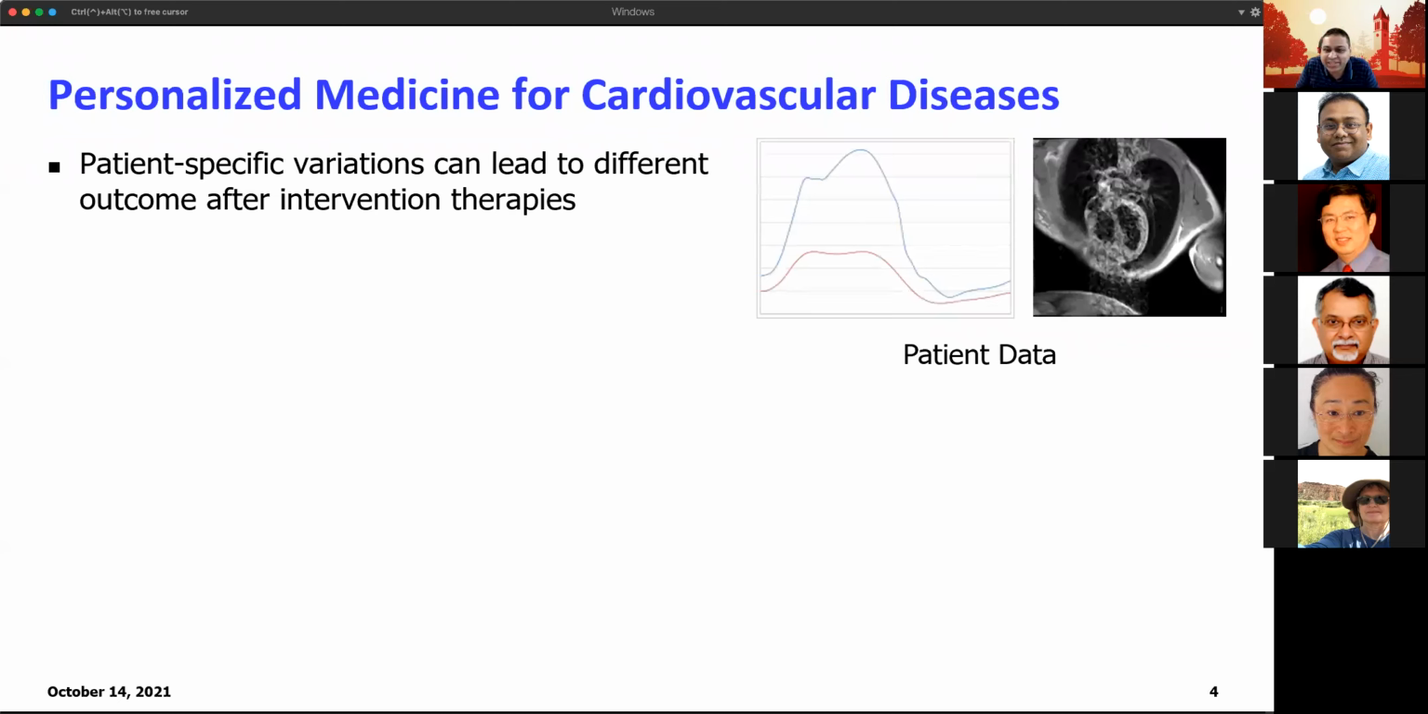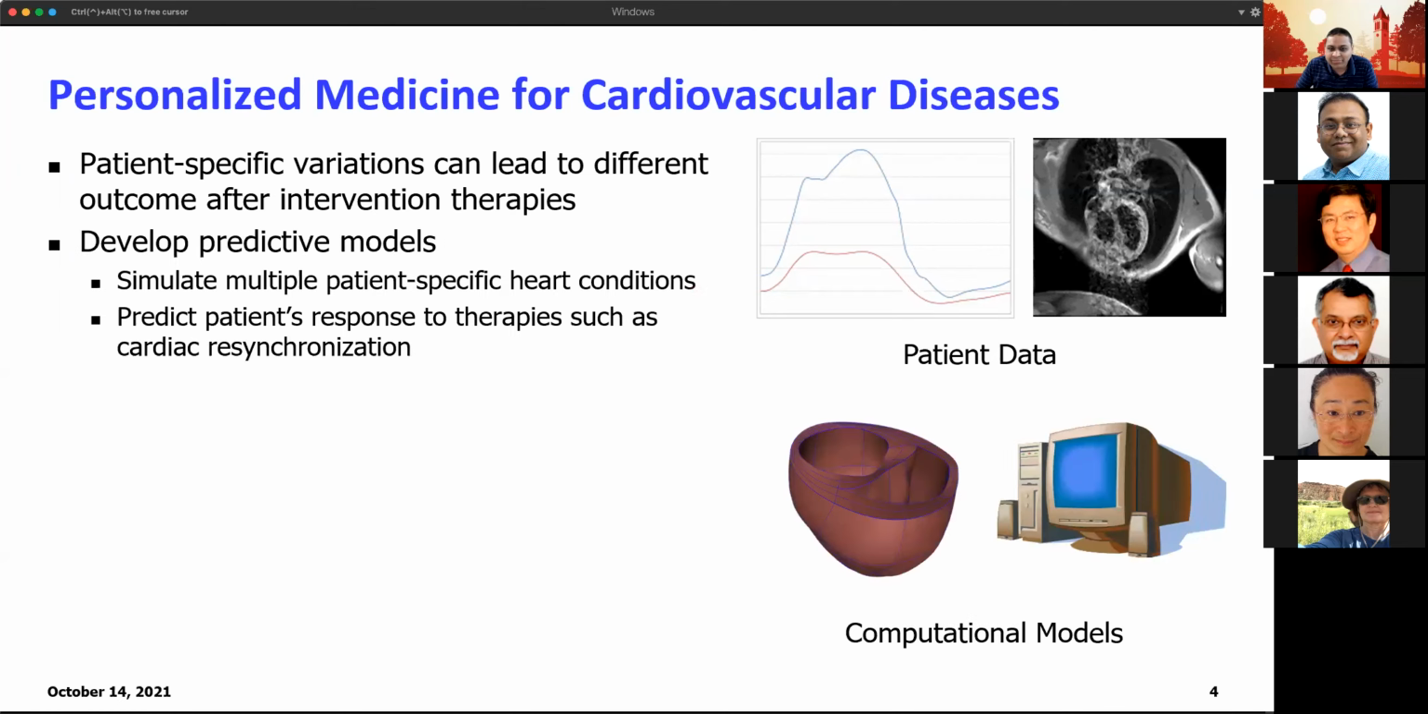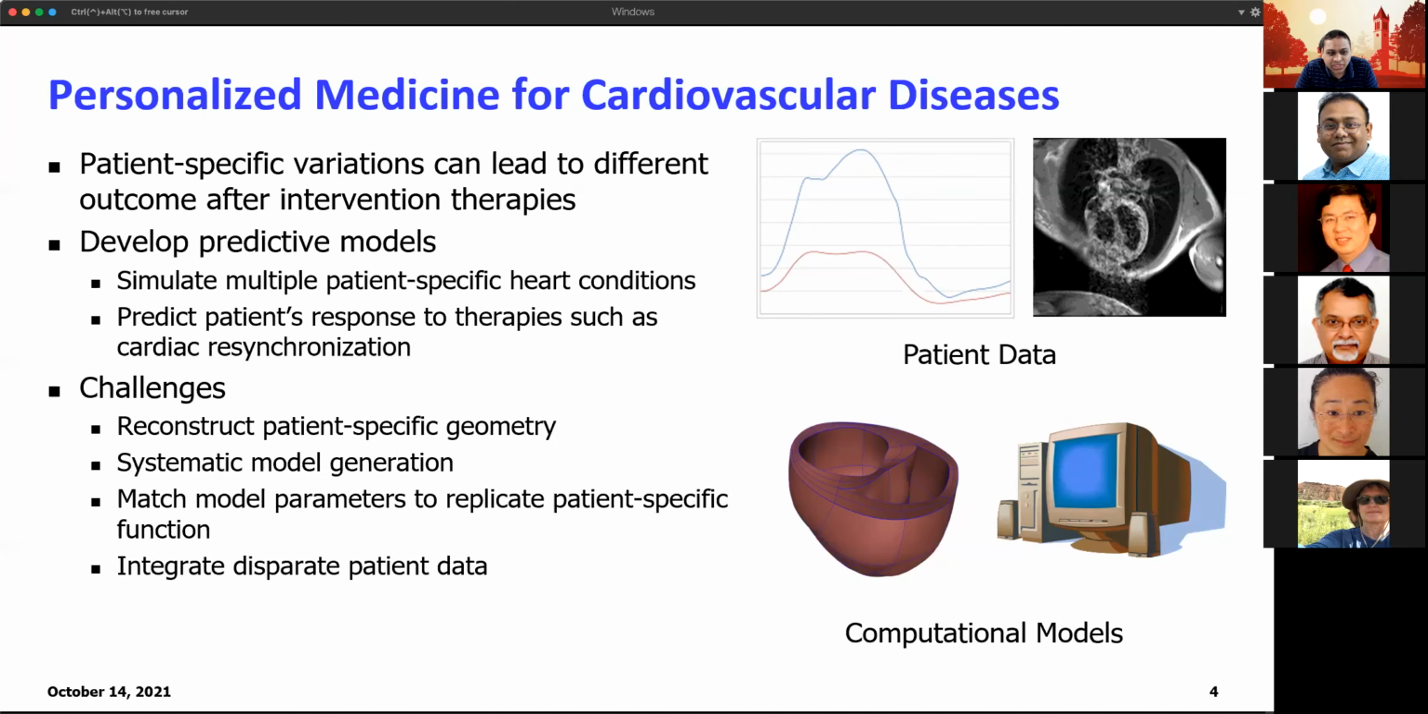These could be things like MRI and CT scans to get the geometry of the heart, for example, or pressure measurements and ECG measurements, and then integrate them together with computational models so that we can develop what are called predictive models. These can predict the outcome of a particular treatment. So basically, you can simulate patient-specific heart conditions and then predict what the response to a particular therapy could be for a particular patient.